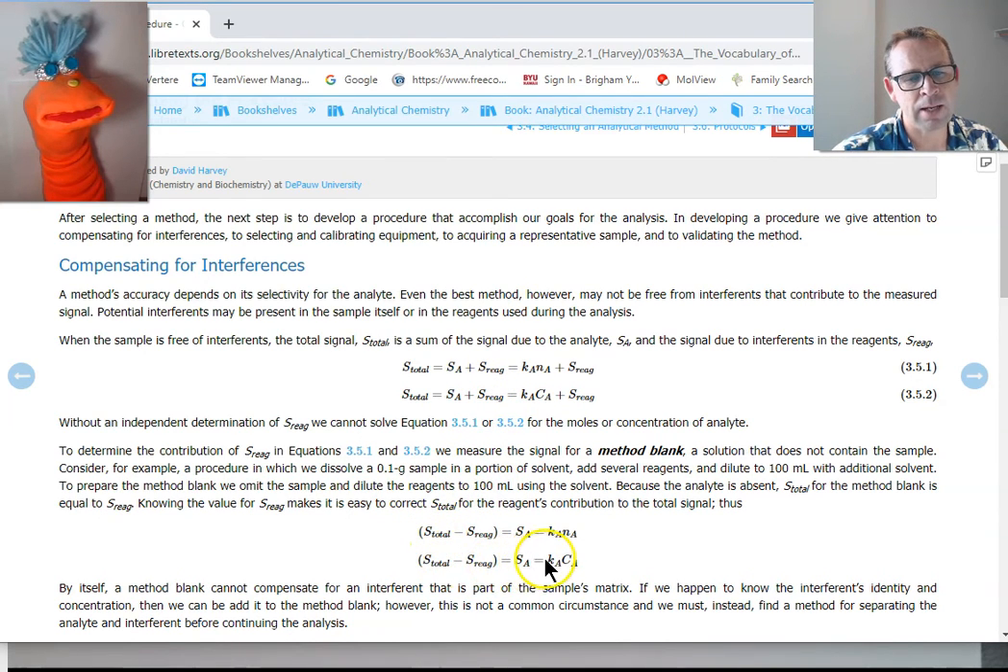All right, and this signal reagent component is called a blank, a method blank, right? Where we run the sample. So, for example, a procedure in which we dissolve 0.1 gram sample in a portion of the solvent and add the different reagents and dilute, do all the different steps. That would be an example of a sample. But a blank would be doing the exact same dilutions, everything exactly the same way, but we don't include our sample.